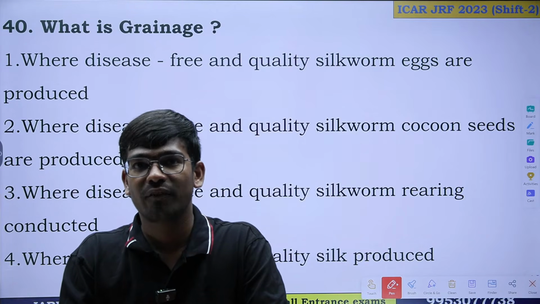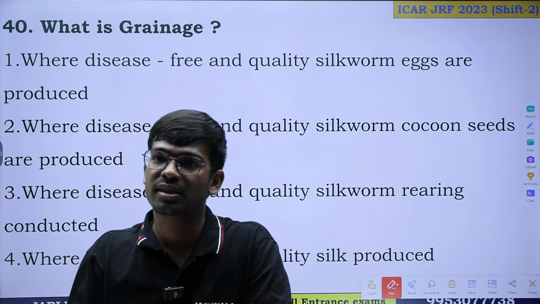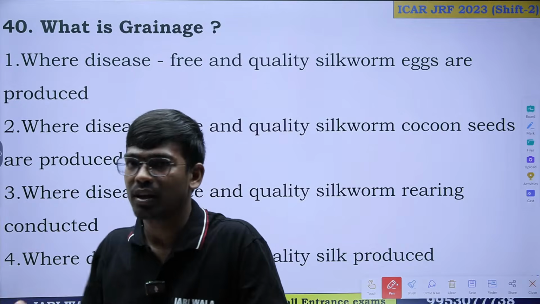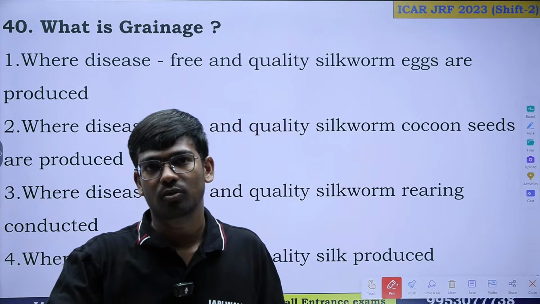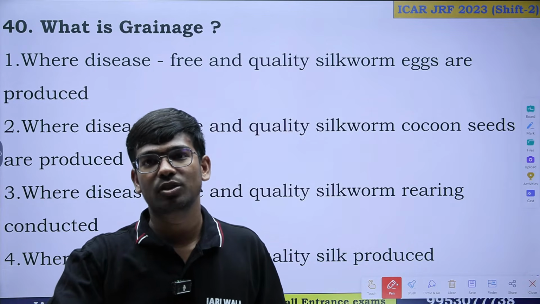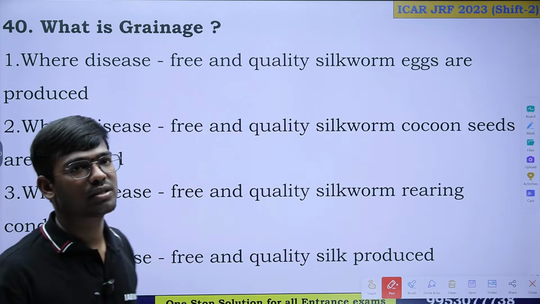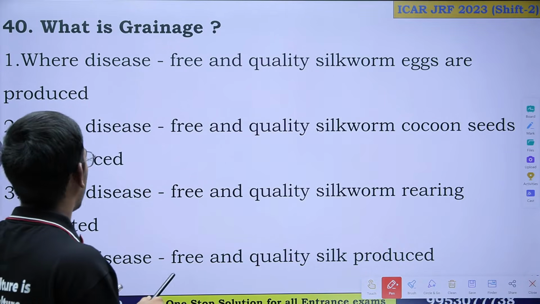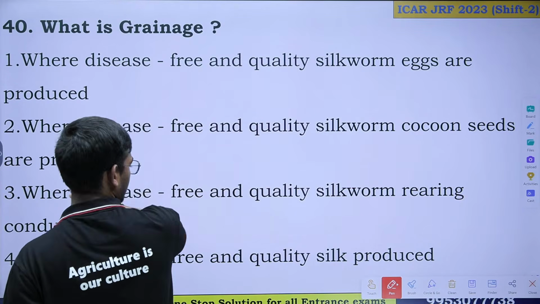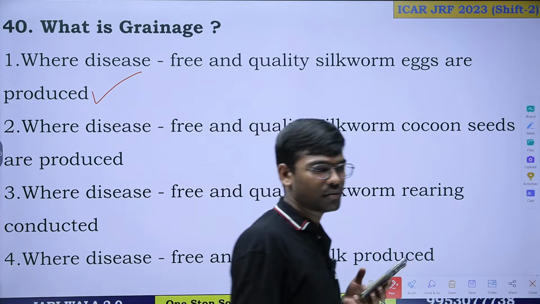But specifically, when two options are given like this, different, you need to go for the place where eggs are produced. And if, like in the previous questions we have seen, both eggs and quality cocoon production are there, with two options combined, in that case you can go for the combined option. Otherwise, when a single option is there, you need to give priority to disease-free and quality silkworm eggs being produced. First one. Okay.